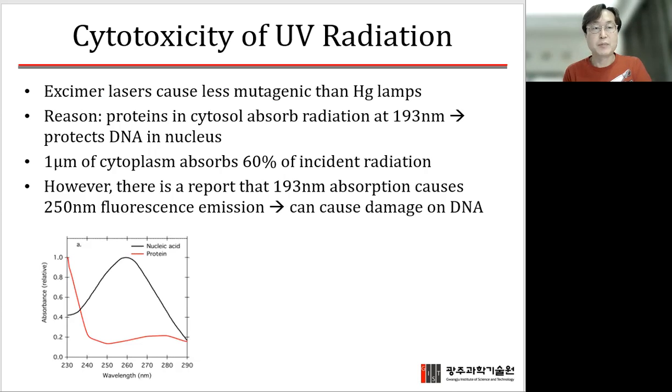So we have seen that wavelengths between 240 and 260 nanometers can damage the DNA. So we want to reduce that range. However, when you are using 193 nanometers, the cytoplasm absorbs the energy. However, it generates 250 nanometers of fluorescence. And then this fluorescence directly damages the DNA. So that, no, not good.